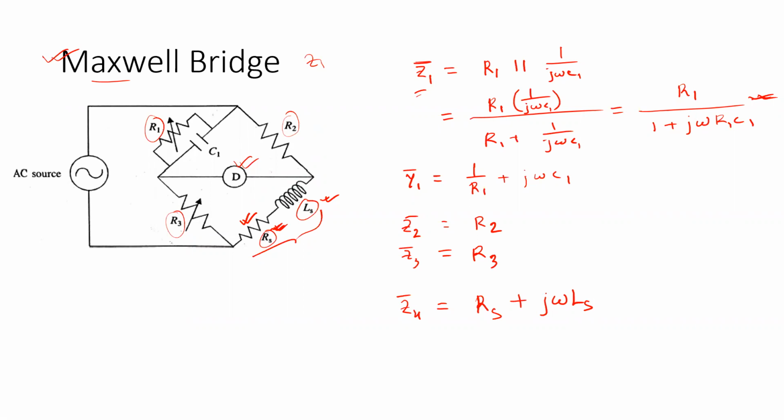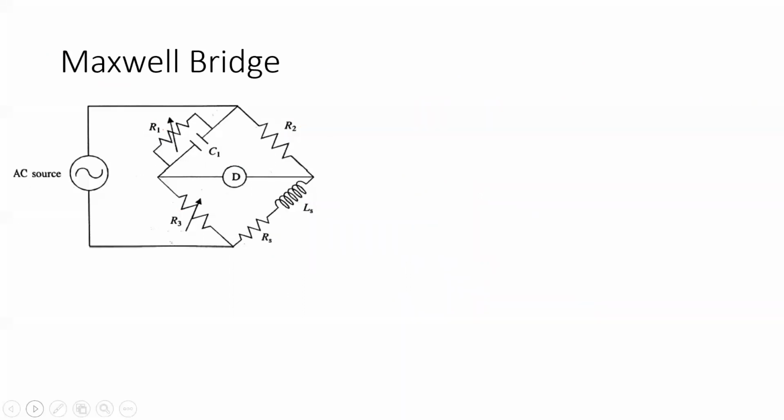So once we come up to this point, then we can refer to the balance condition and put each of these impedances in the balance condition and simplify to get expressions of RS and LS. So the balance condition, let me write it over here again.